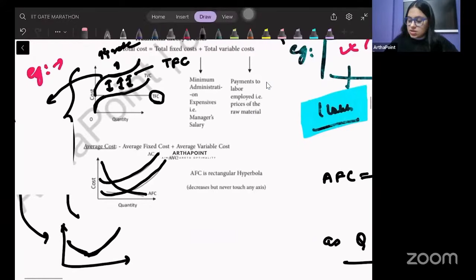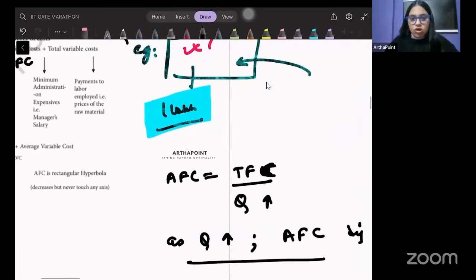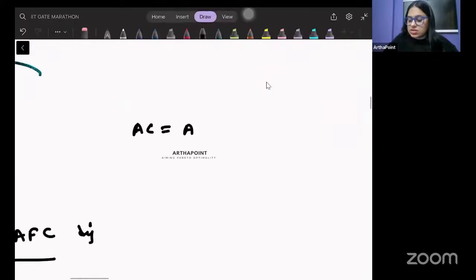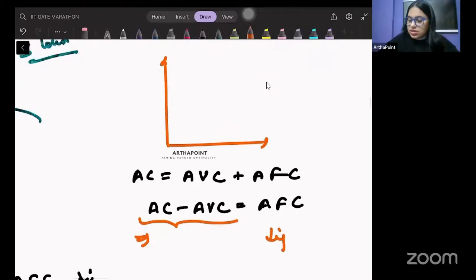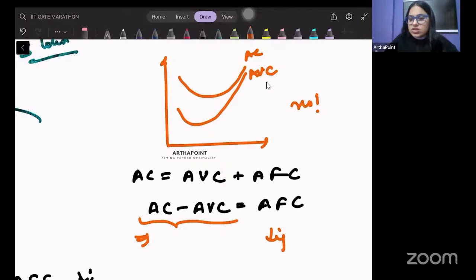So AFC keeps decreasing. And because your AC is AVC plus AFC, so we can say that AC minus AVC is AFC. Now AFC is continuously decreasing. Therefore, the difference between these two will decrease. So we can just say that the gap between AC and AVC will keep falling. Will they ever intersect? No. Because intersection ke liye this should become 0 and AFC is never 0. So they will never intersect each other.